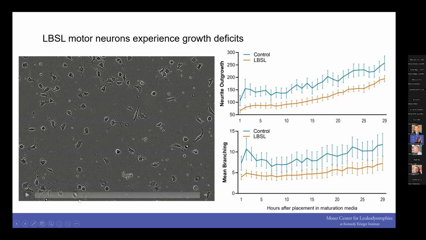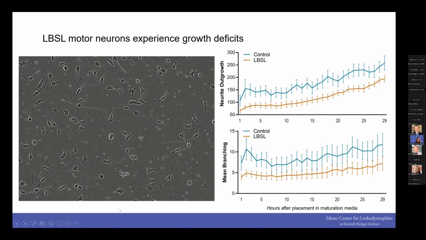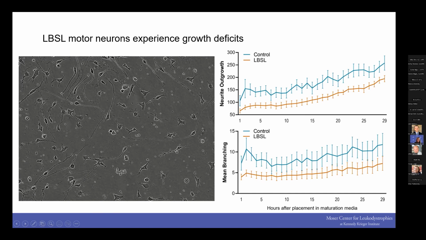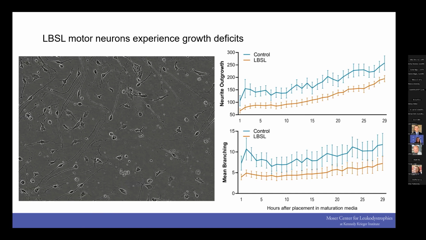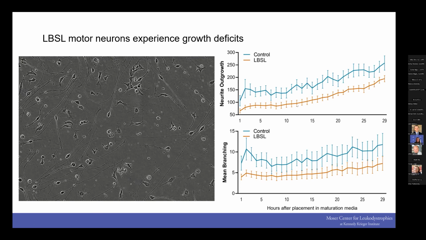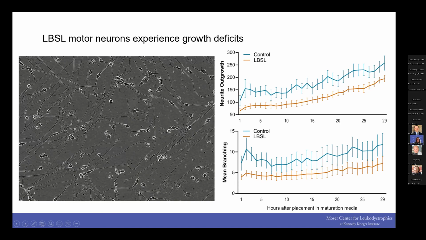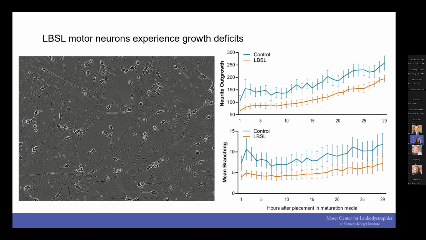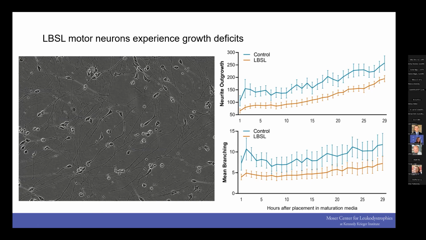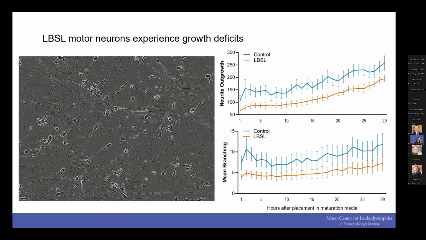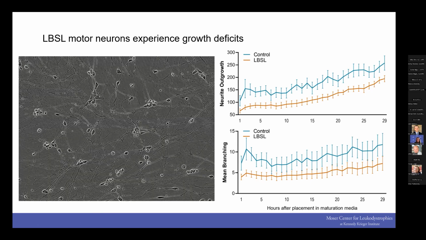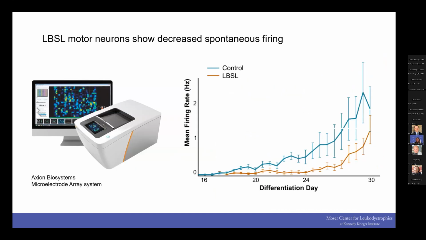So I want to show you a general phenotype of our iPSC-derived motor neurons. This is the INCU site, similar to what Dr. Tenisma showed earlier. So this is just showing growth and neurite development, arborization of these neurons. And so we can see with our LBSL shown in orange compared to the blue that these LBSL cells over time have shorter neurite outgrowth and then have fewer branches out of these neurons. And so this is something that we've observed a couple different times. And then we are continuing to do this for all of our different cell lines.